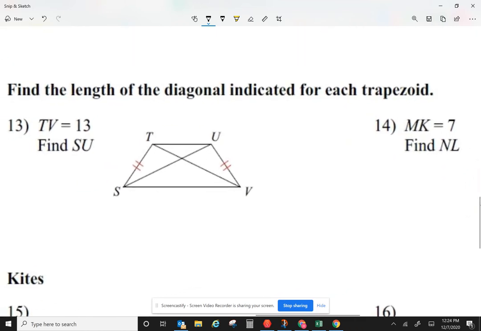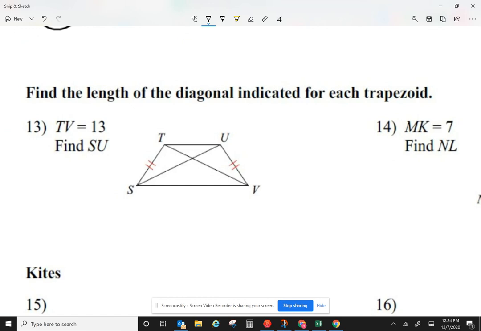Now the diagonals are not that interesting when it comes to trapezoids. One of the diagonals is the segment SU. The other diagonal is the segment TV. With parallelograms, they cut each other in half. On trapezoids, they don't cut each other in half. The only interesting part is when the trapezoids are isosceles. That means that two sides are equal. The only interesting part of this is that one diagonal is equal to the other diagonal.